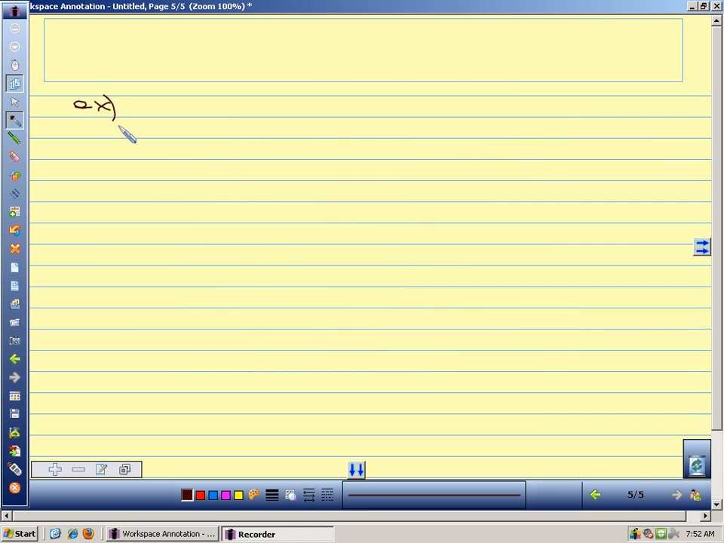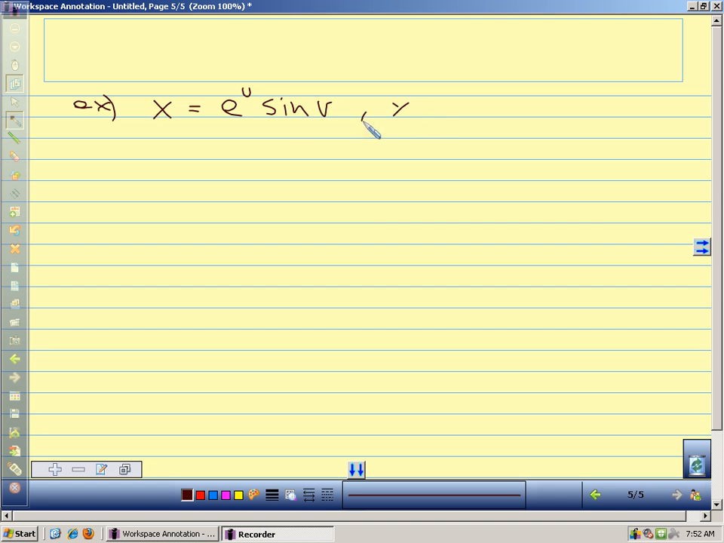So for this one, our transformation is x equals e to the u sine v, and y equals e to the u cosine v. And we want to find our Jacobian. So let's just plug our partial derivatives straight into our determinant.